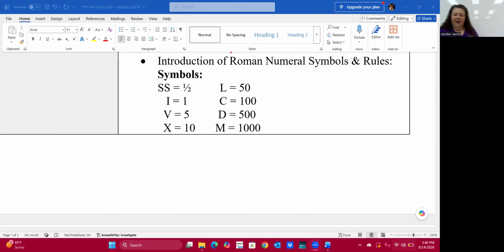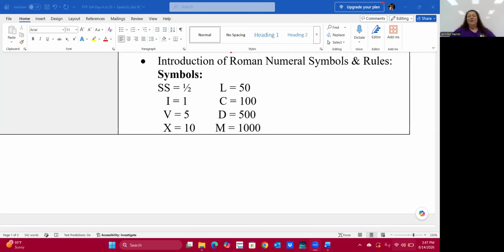Hello, this is going to be a video on Roman numerals. Roman numerals are a set of letters that represent numbers. I'm sharing my screen here with you so that you can see the different symbols associated with those Roman numerals. So, our SIG code SS, that means 1/2, that is actually a Roman numeral for 1/2.